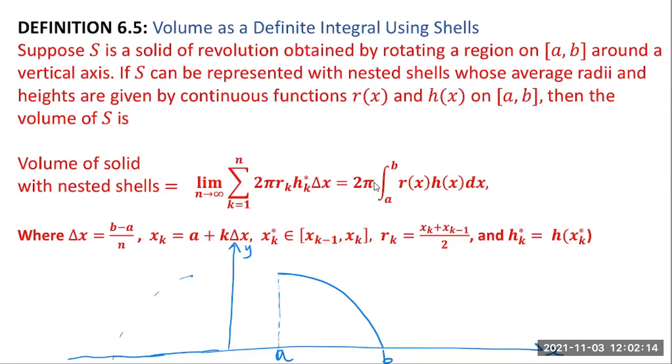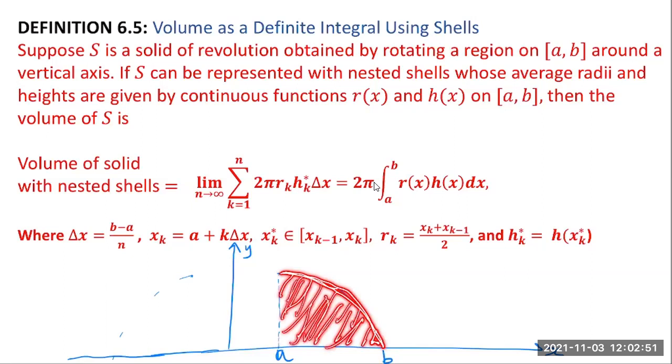What does this tell you? Rather than just pocketing this definition, let's try to understand what it tells you. First you divide. Suppose you are given a region like this. This is your interval and this is a curve. You are given a curve like this and you rotate this region about the y-axis, the vertical axis.